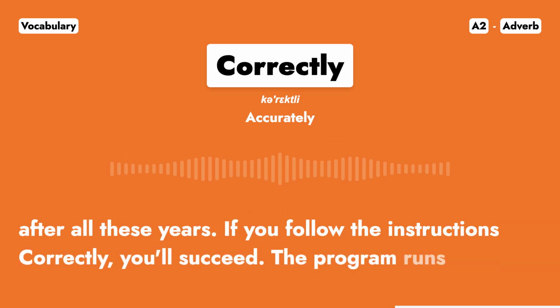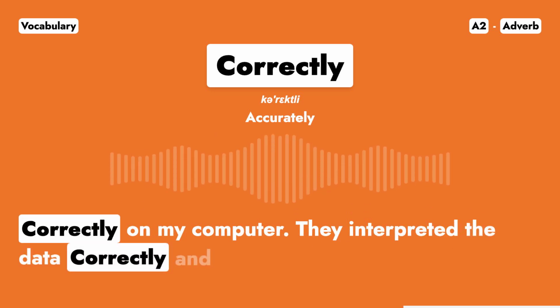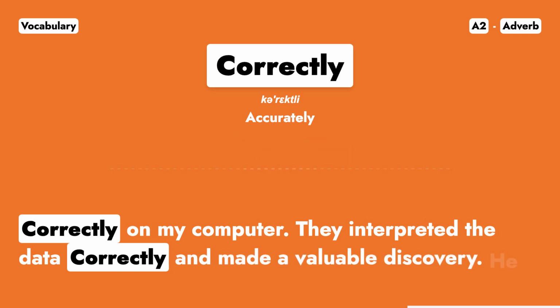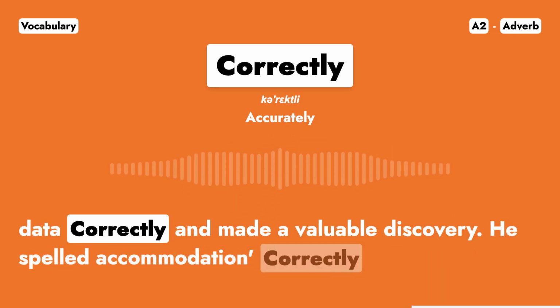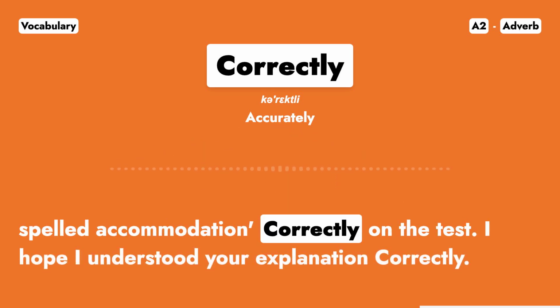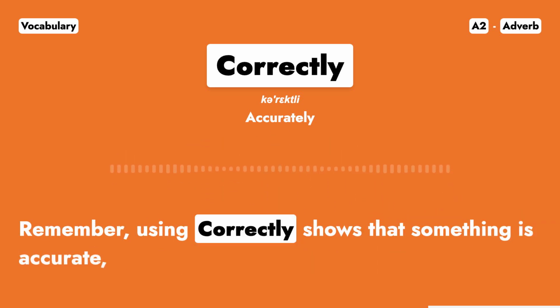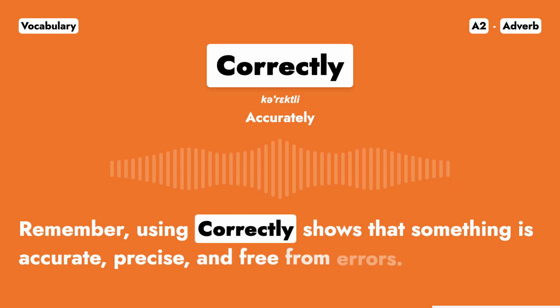The program runs correctly on my computer. They interpreted the data correctly and made a valuable discovery. He spelled accommodation correctly on the test. I hope I understood your explanation correctly. Remember, using correctly shows that something is accurate, precise, and free from errors.